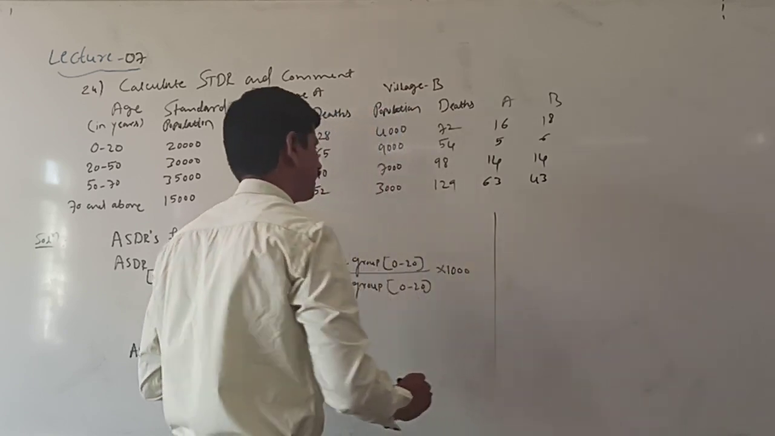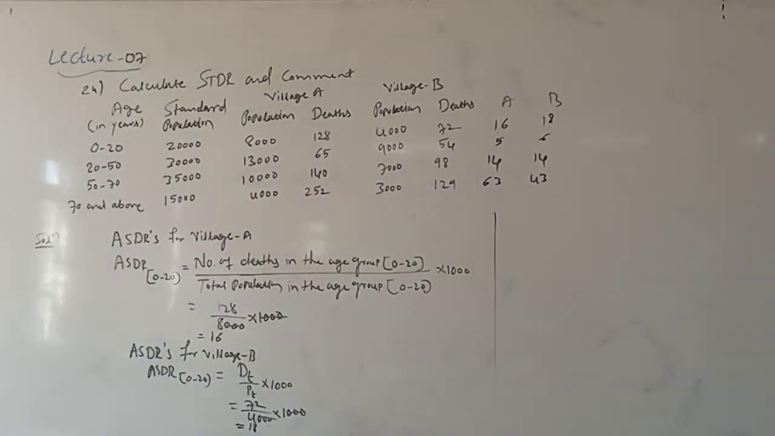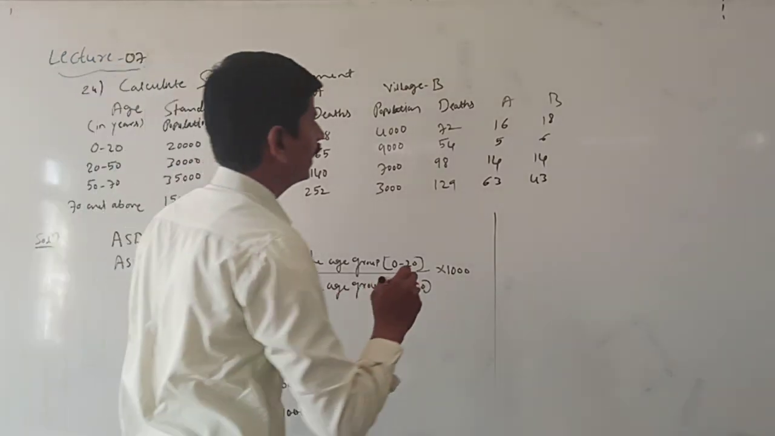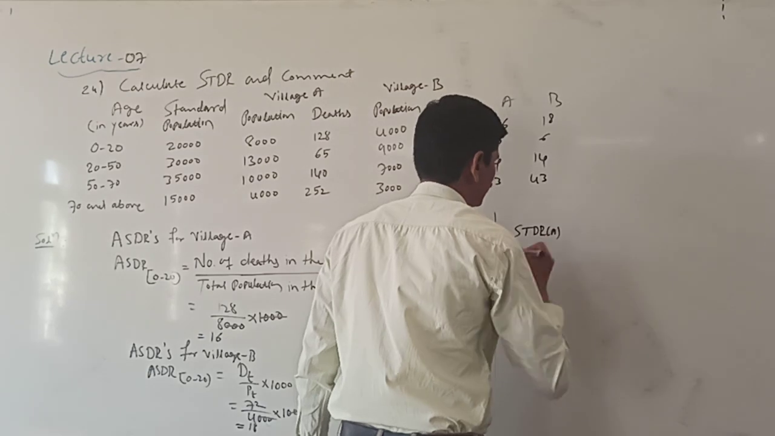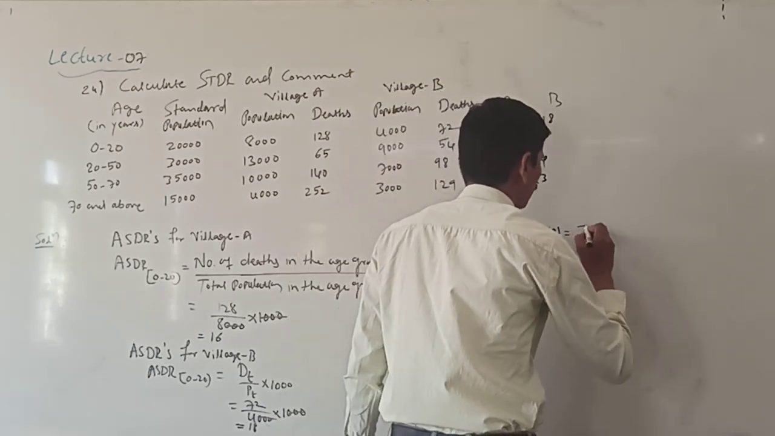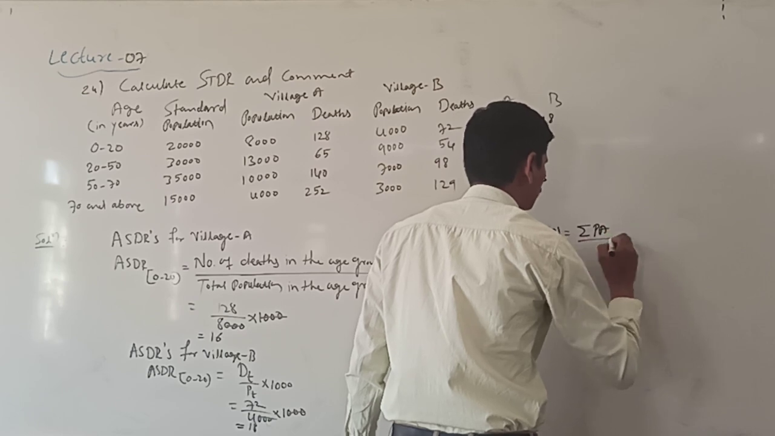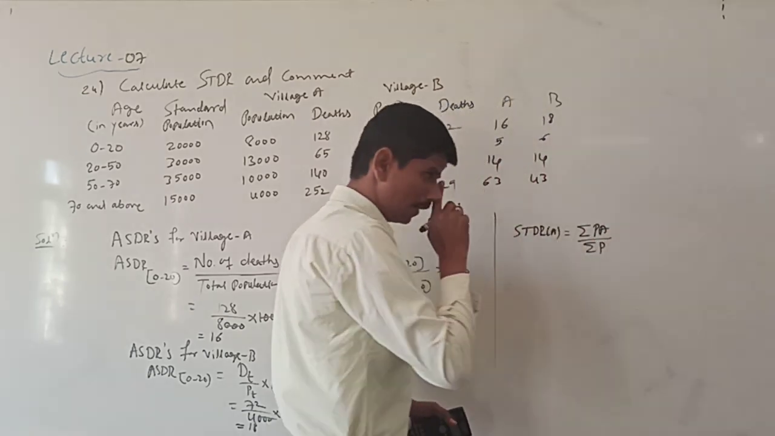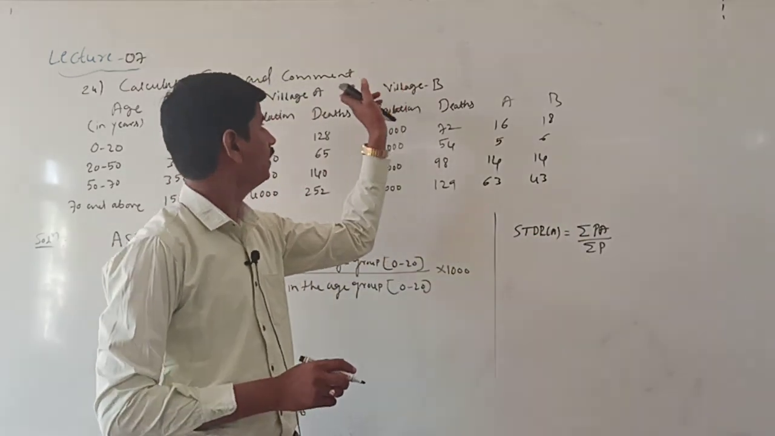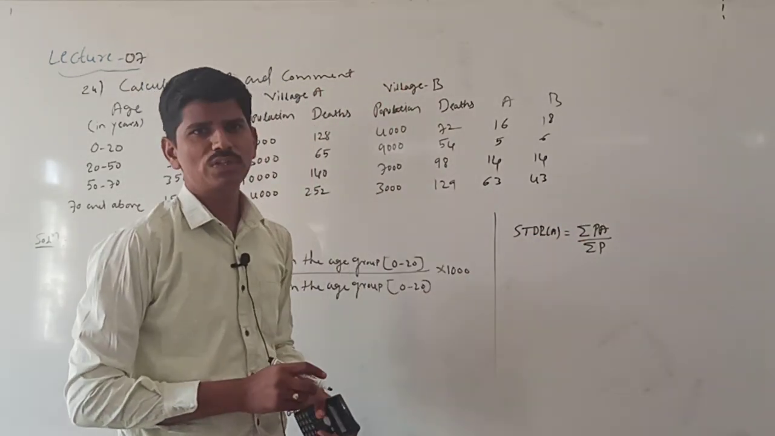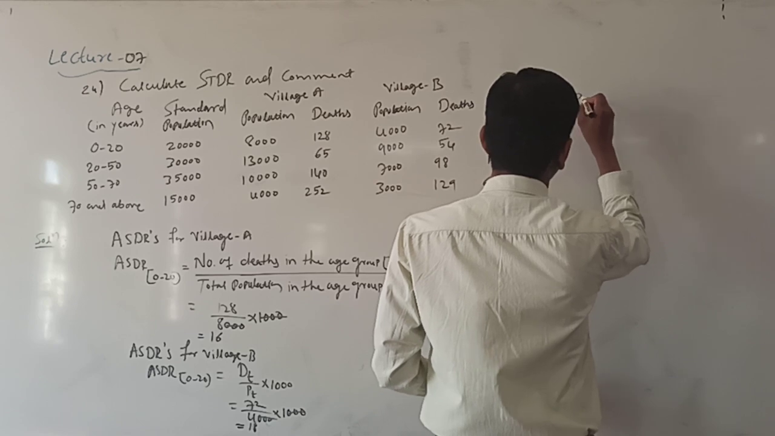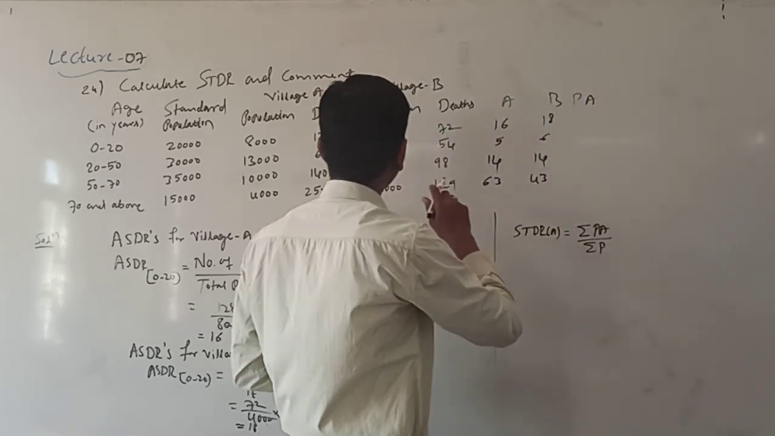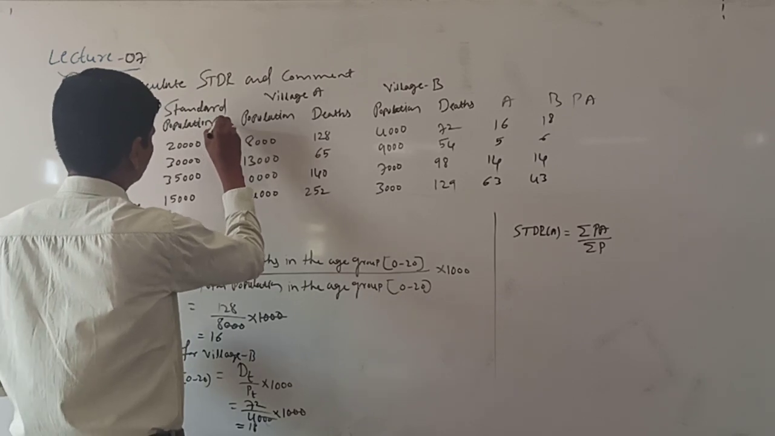Okay, here next step is we have to find STDR for A and STDR for B. First one, STDR for A is sum of PA by sum of P. Here in PA, A is the ASDR for village A, and P is the standard population. It is not the normal population, P is the standard population. Here you have to multiply P into A.